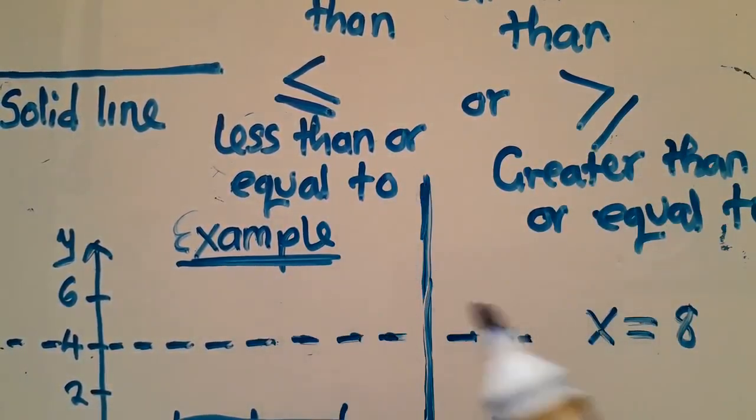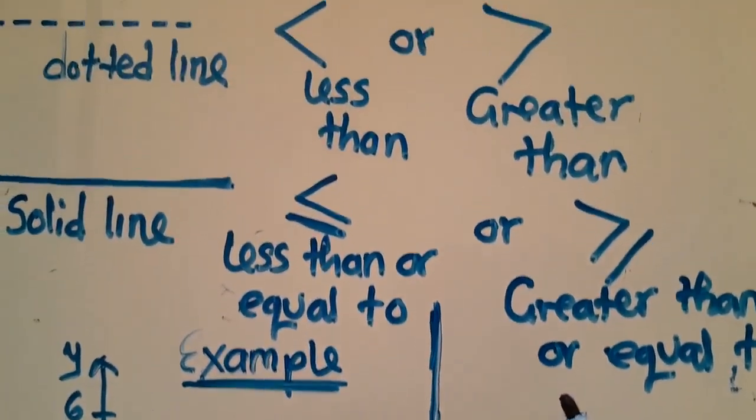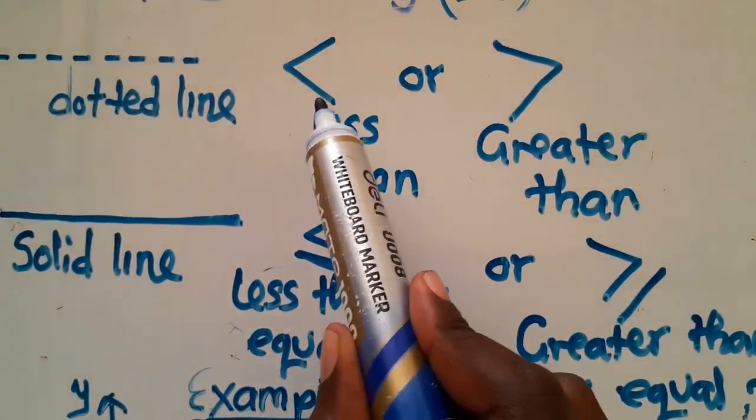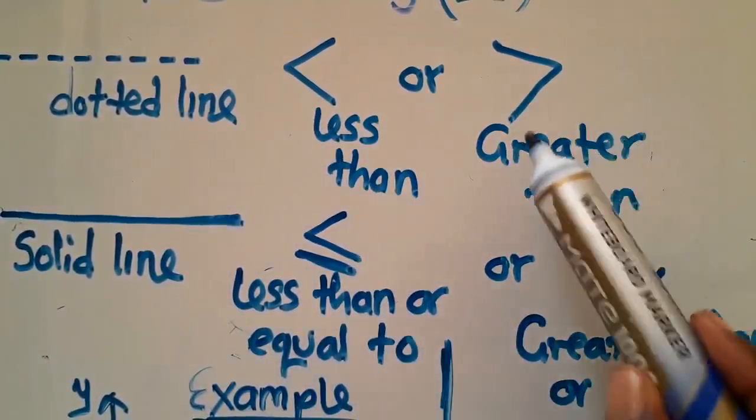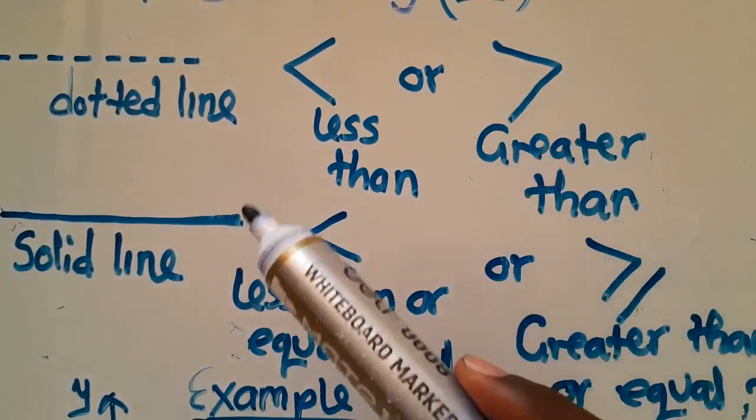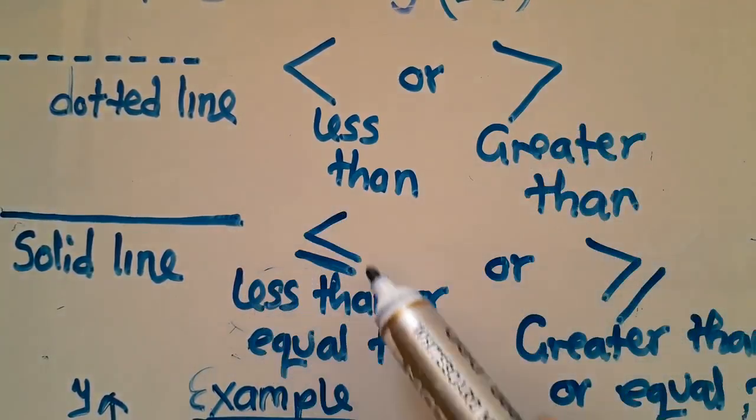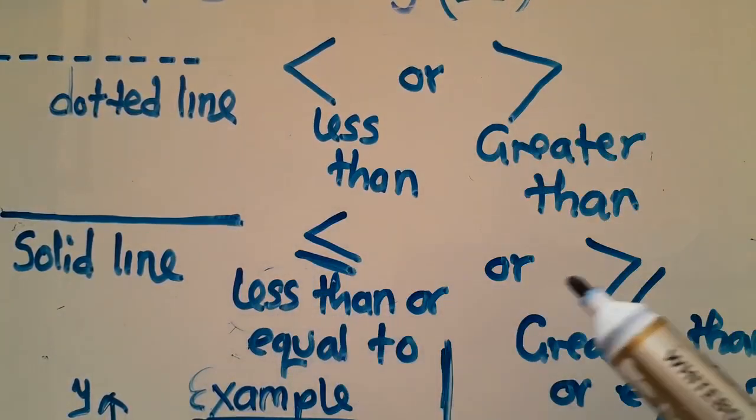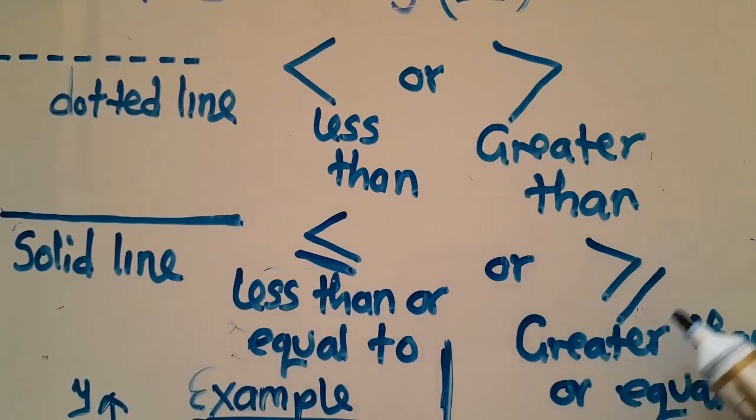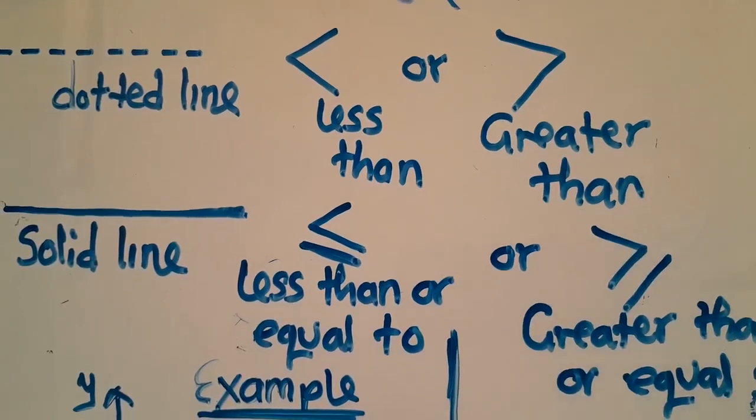When I say less than, you know the symbol to use. When I say greater than, these are the symbols. But when I say less than or equal to, this is the symbol. When I say greater than or equal to, this is the symbol. This is what you need to know and understand.